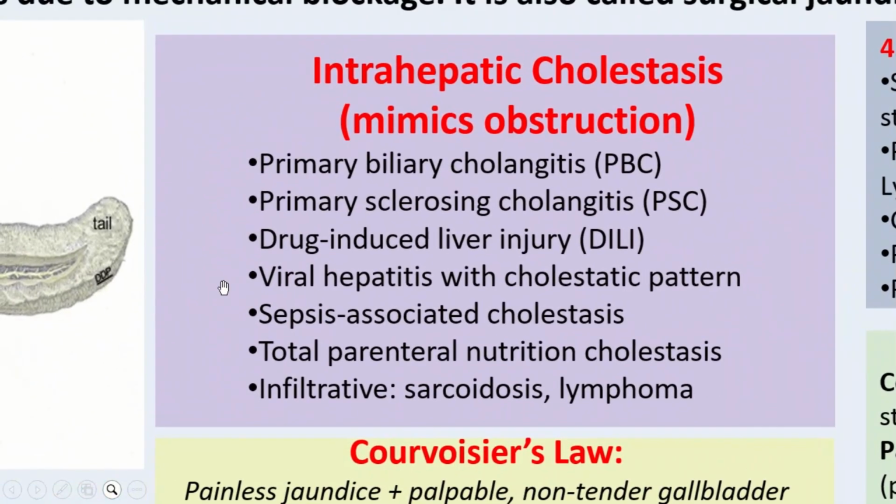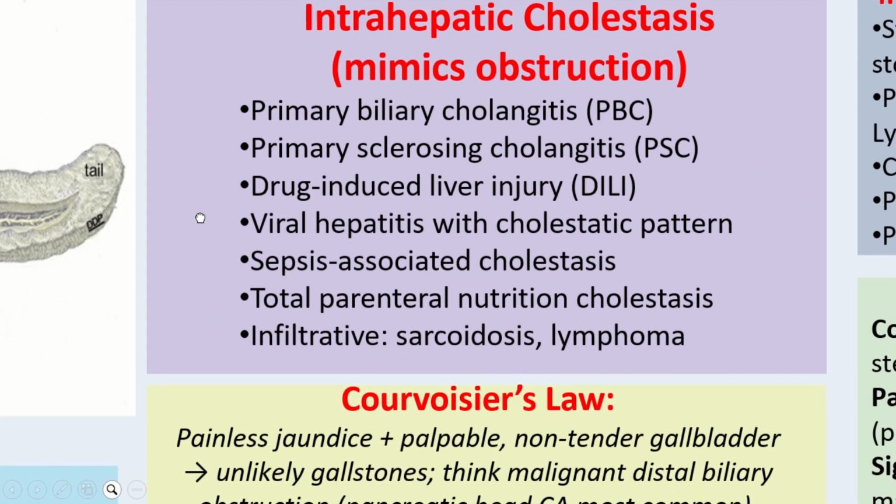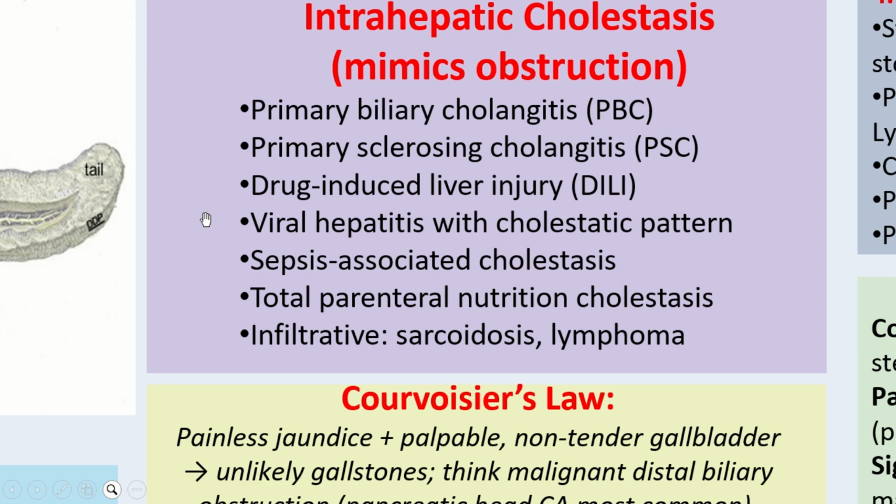Then we have some intrahepatic cholestasis, whereby the obstruction is up, it's not in the common bile duct. The obstruction is up within the liver, so the bile is stuck within the liver. We can have things like primary biliary cholangitis, primary sclerosing cholangitis. We can have the drug-induced liver injury, DILI. Viral hepatitis sometimes also can present with the cholestatic pattern. And then we have sepsis-associated cholestasis, as well as total parenteral nutrition cholestasis, and infiltrative conditions like sarcoidosis and lymphoma.